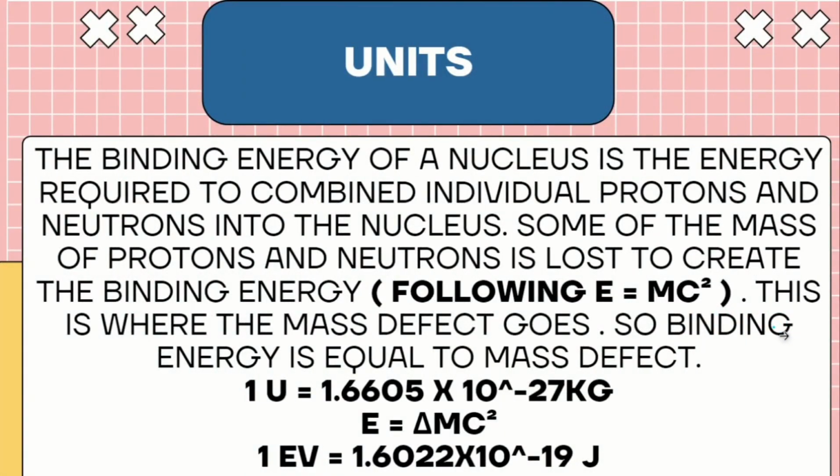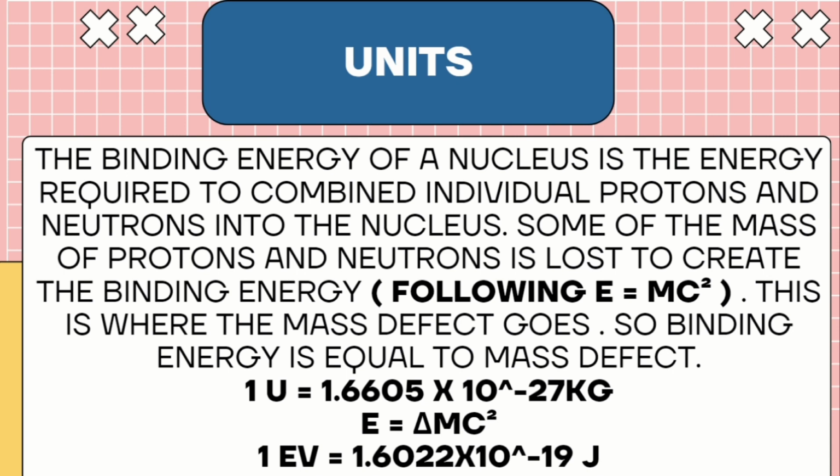These are the units that we need to balance the nuclear binding energy. The binding energy of a nucleus is the energy required to combine individual protons and neutrons into the nucleus. Some of the mass of protons and neutrons is lost to create the binding energy.